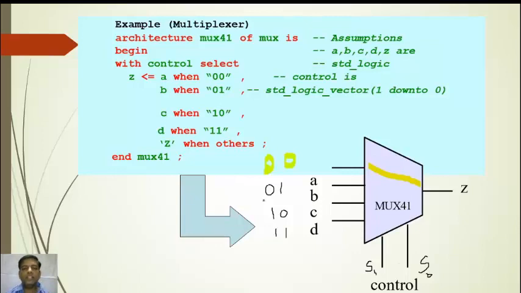So we can get the multiplexer expression by using Z is equal to A, Z is equal to B, Z is equal to C, Z is equal to D. But when my control signal is equal to 0 0, 0 1, 1 0 and 1 1, these 4 conditions must be executed. So in this way we can explain with select.